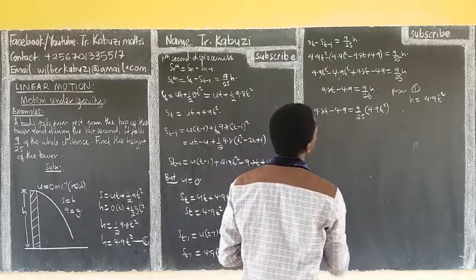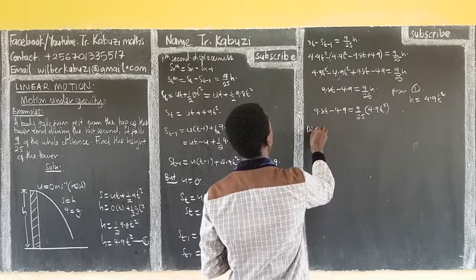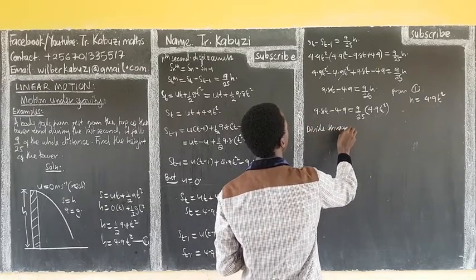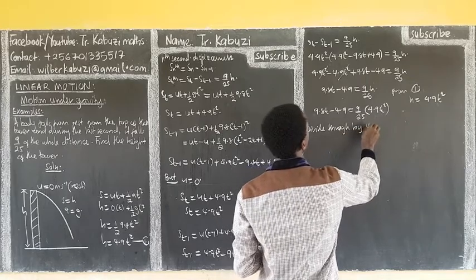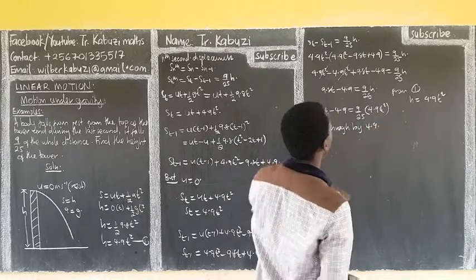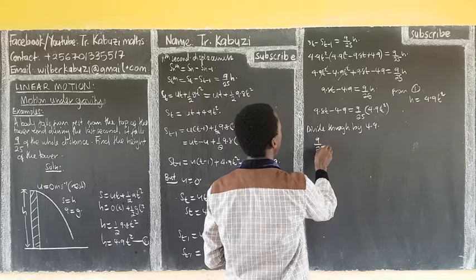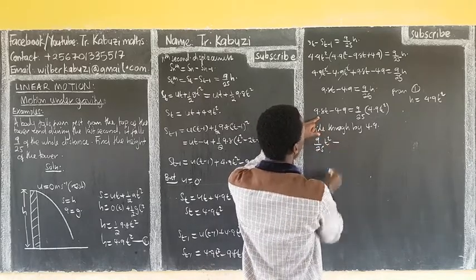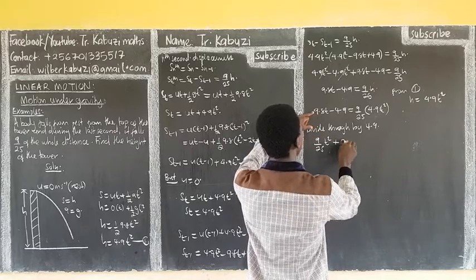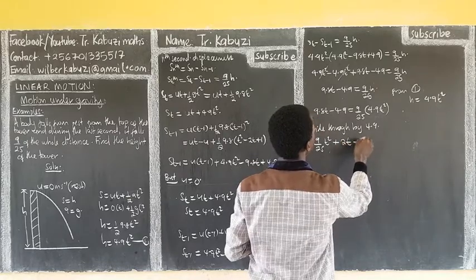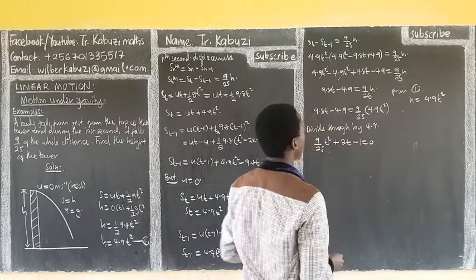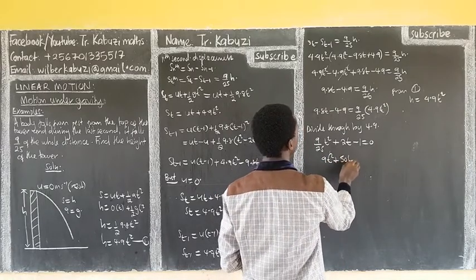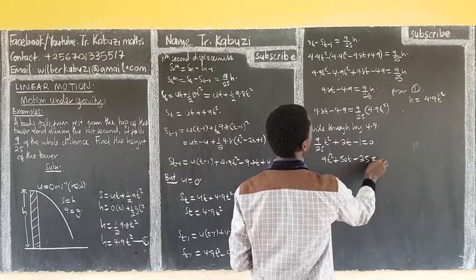Divide through by 4.9. When you divide it here, you'll have 9 over 25 t squared. When you divide it here, you'll have plus 2t. Divide it here, you'll have minus 1 equal to 0. Multiply it by 25, have 9t squared plus 50t, then minus 25 equal to 0.